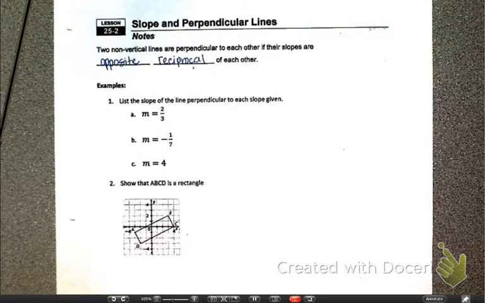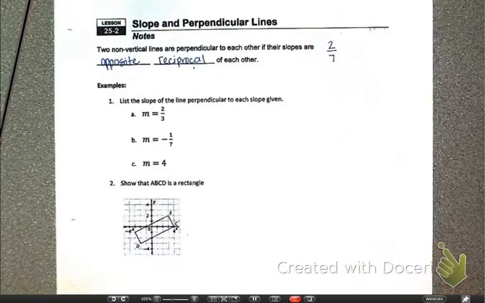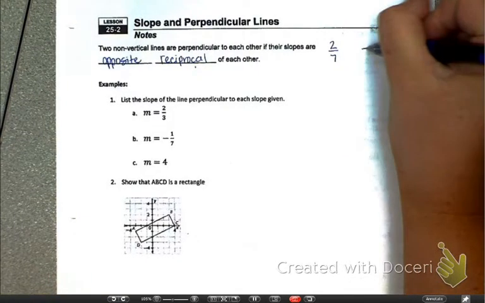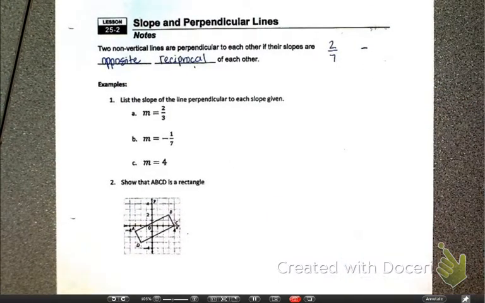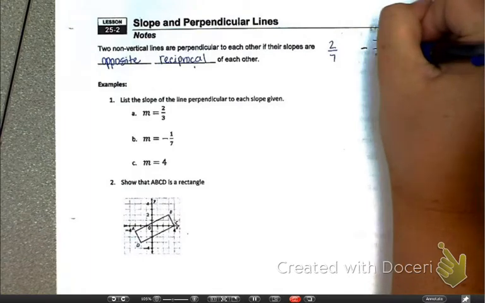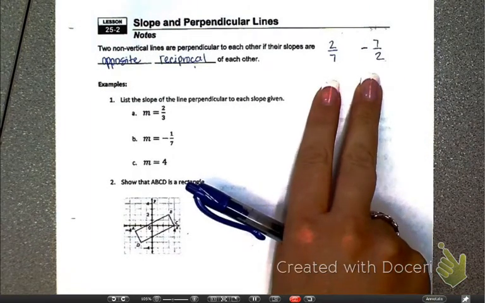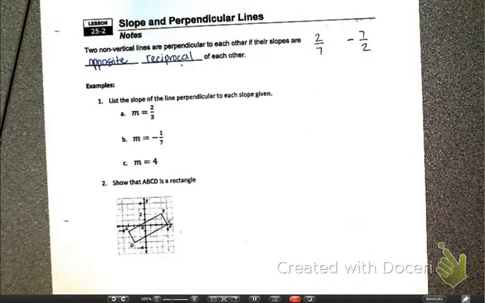I'm going to tell you what reciprocal means. So, two perpendicular lines have opposite reciprocal slopes. For instance, if I give you a slope of 2/7, so that's the slope of one of your lines. Opposite of that would be negative, right? Because this one's positive. Reciprocal just means you flip that fraction. So it becomes 7/2. So these two slopes would be perpendicular. Opposite is positive, negative. Reciprocal just means flip the fraction.